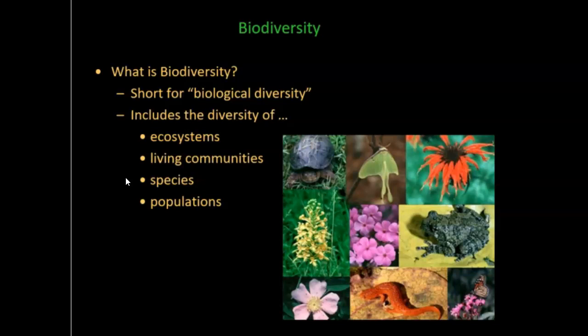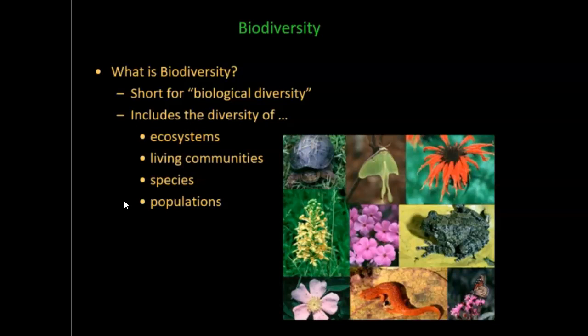But we also use the term to refer to the diversity of ecosystems, as well as living communities within those ecosystems, or below the species level, we might be referring to the diversity of populations, subpopulations of a species, or even the genetic diversity within populations. So it's a very versatile term, but again, when it's used most frequently, it's referring to species diversity. Now, where is the world's species diversity or biological diversity found?